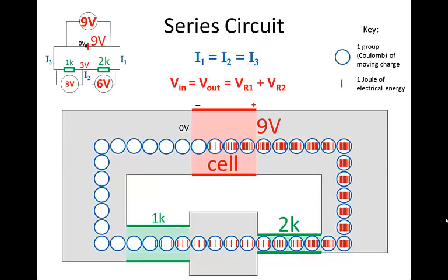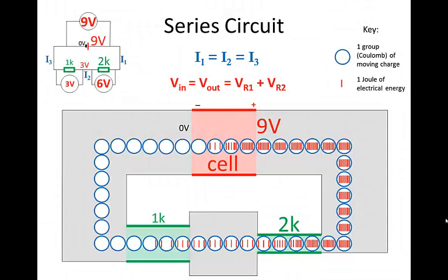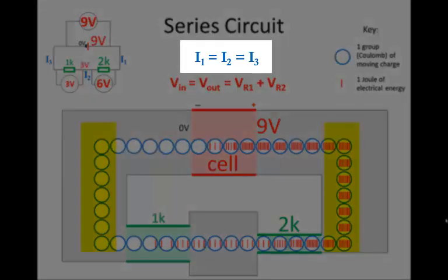However, the current strength is the same through all parts of the series circuit. I1 equals I2 equals I3. They all move just as fast wherever they are in the circuit. There's no part of the circuit where they're moving faster than another part. Even though at some places they have more energy than at other places, that doesn't matter. They all move at the same rate.